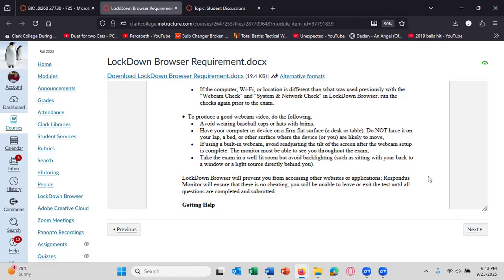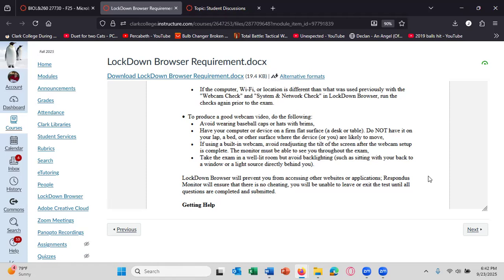So Lockdown Browser will prevent you from accessing other websites or applications or programs. Respondus Monitor will ensure that there's no cheating. You will be unable to leave and exit the test until all questions are completed and submitted. And by the way, I have had 2 instances where students cheated, and I will know. Okay, I'm just going to warn you of that.